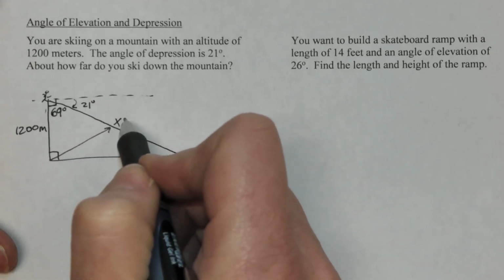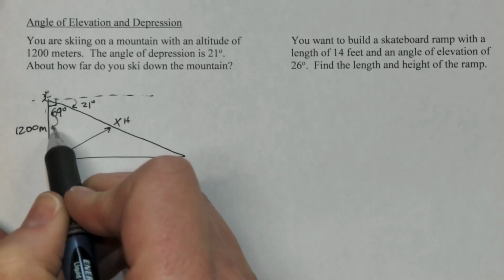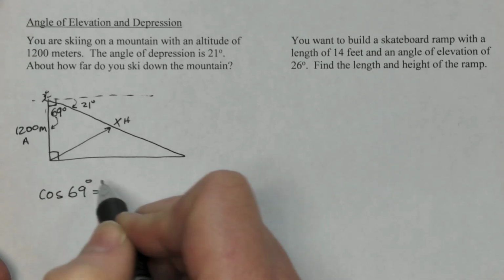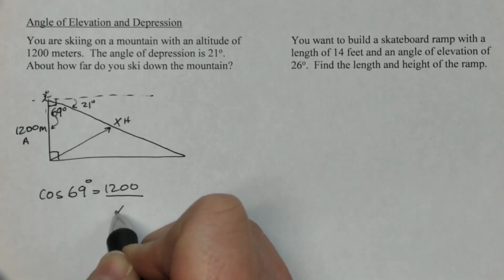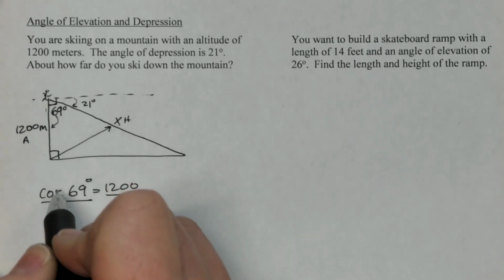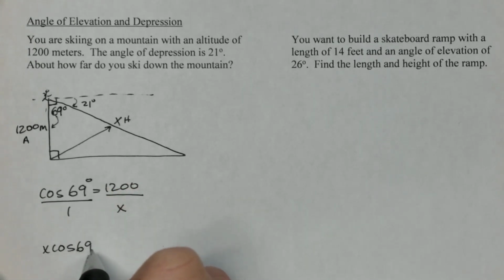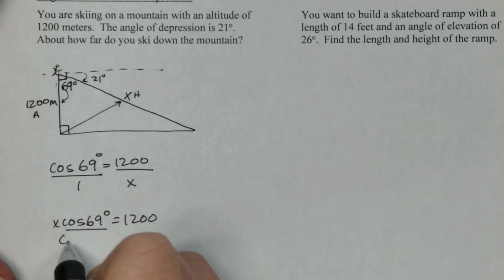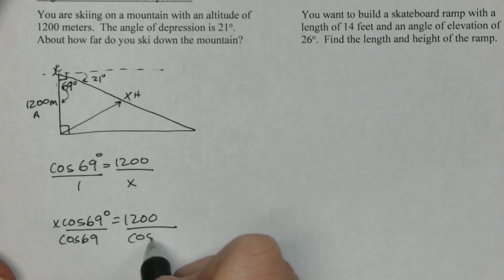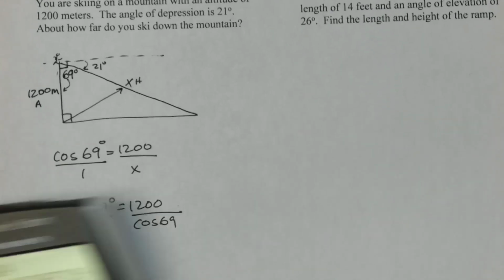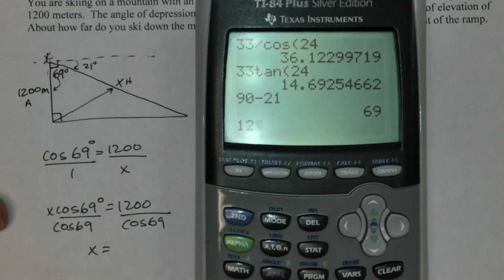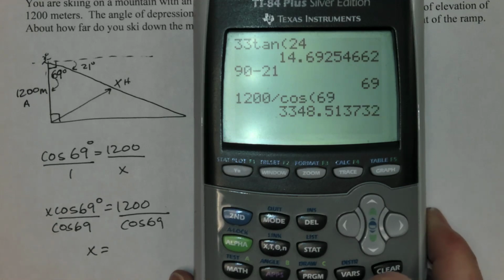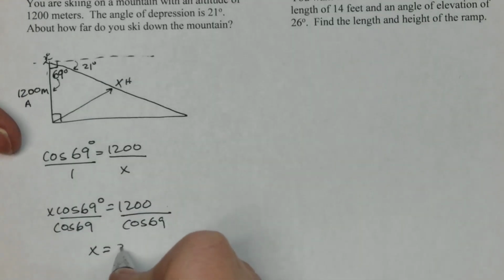So across from the 90 is our hypotenuse, and next to 69 is the 1,200, which is our adjacent. So this is a cosine of 69 equals adjacent over hypotenuse. Doing my cross multiply, I get x cos 69. On the other side, I get 1 times 1,200, so just 1,200. And then we have to divide by cos 69. So 1,200 divided by cos 69 gives me about 3,348 meters.